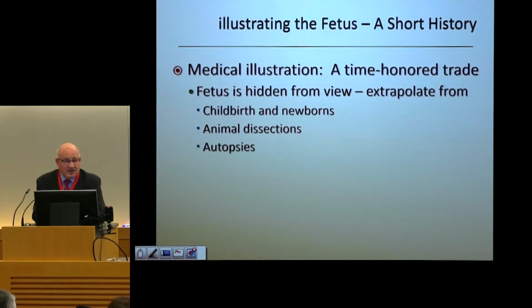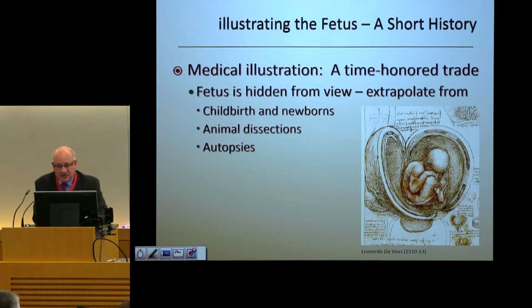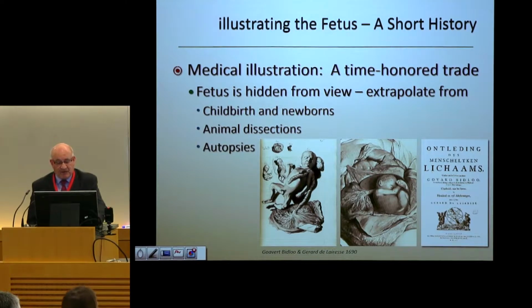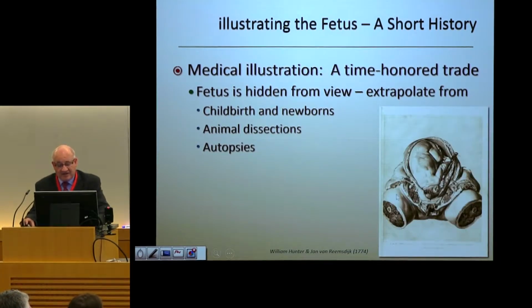But after that, around the time of Vesalius, a lot of the knowledge that we had about fetuses was from autopsies, and you've seen Da Vinci mentioned before by Professor Suk. This is in the 16th century. In the 17th century, Bidloo and de Lairesse in the Netherlands had quite a few illustrations of a fetus, but again based clearly on autopsy of the fetus. In the 18th century, William Hunter made a lot of money doing human dissections of freshly deceased pregnant women, unfortunately.